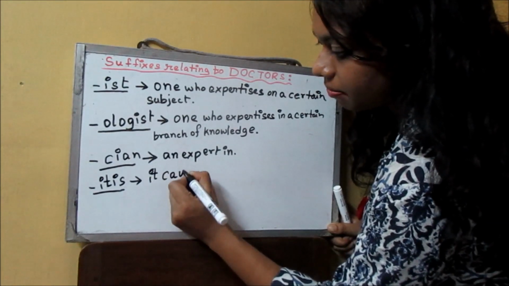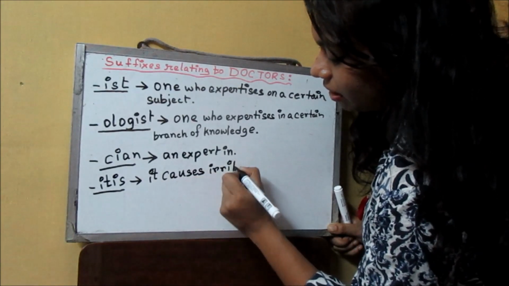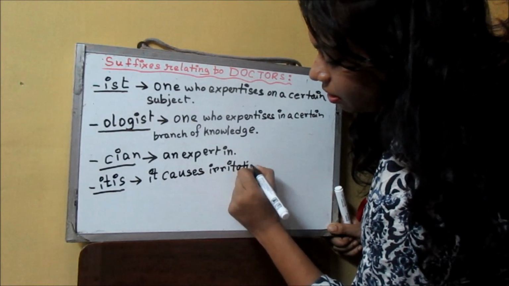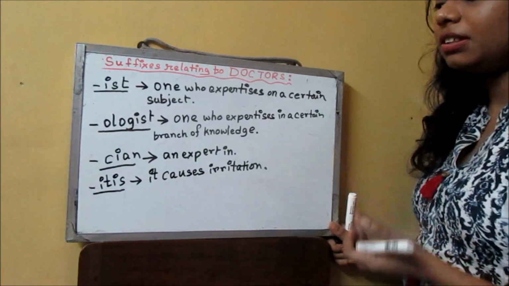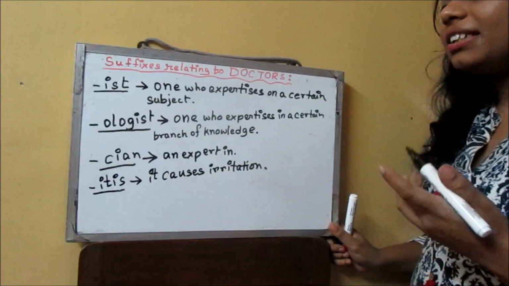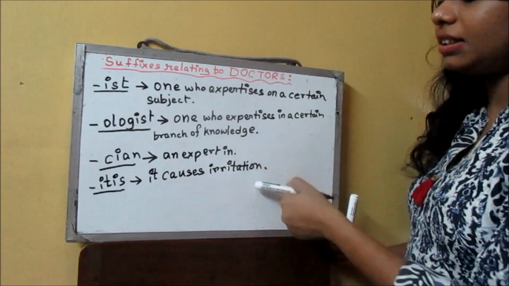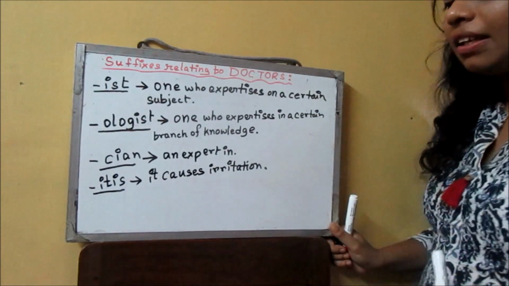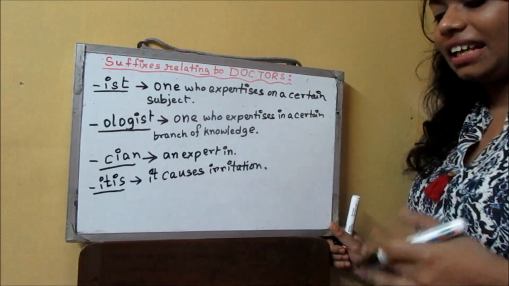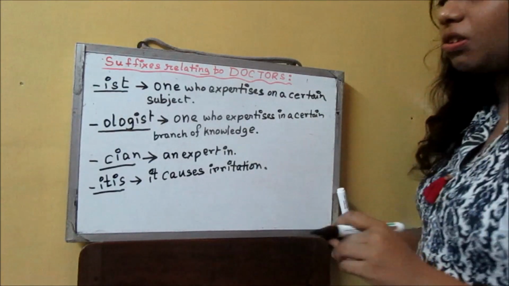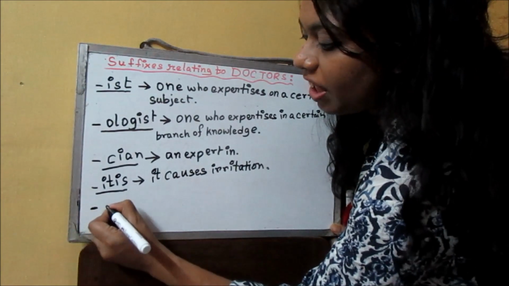So when the suffix itis comes after a word, we can say that the word deals with something that relates to irritation. Like if it's irritating to the eye, it causes conjunctivitis, and other infections like hepatitis and so many others. Then we come across a suffix which is also very common.